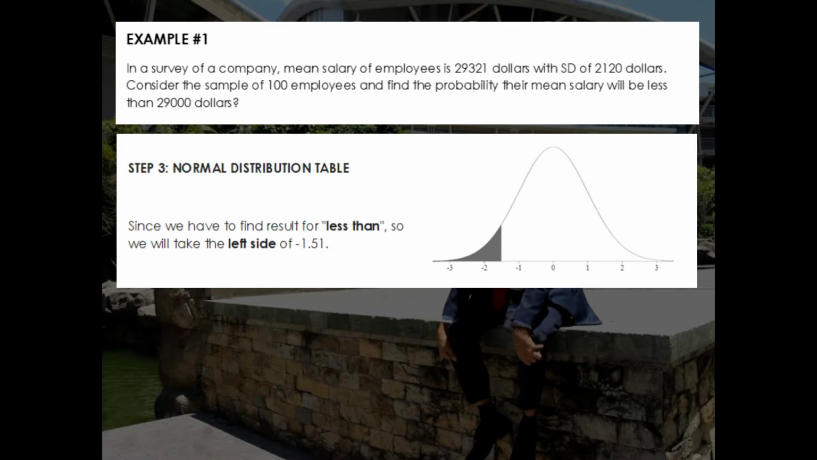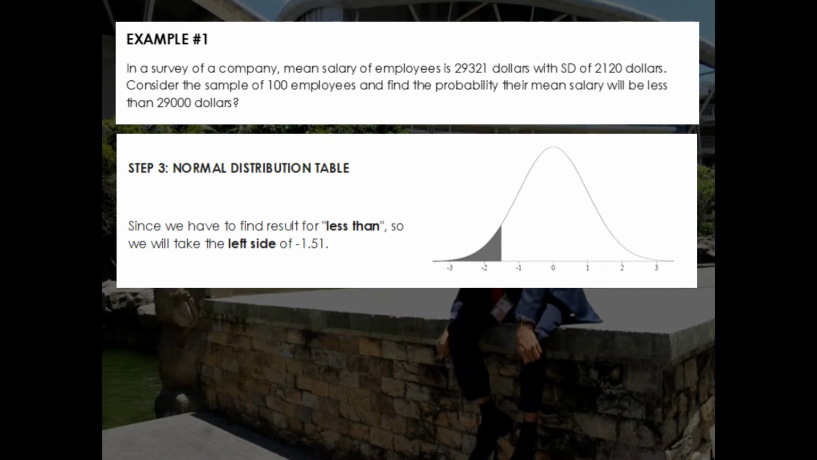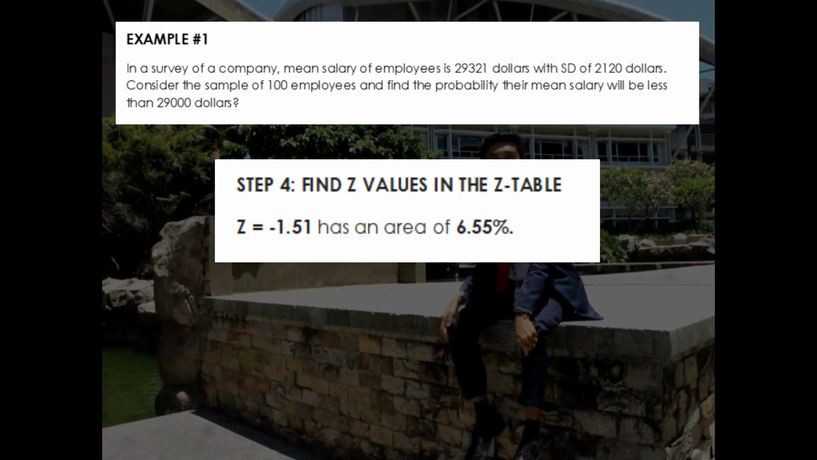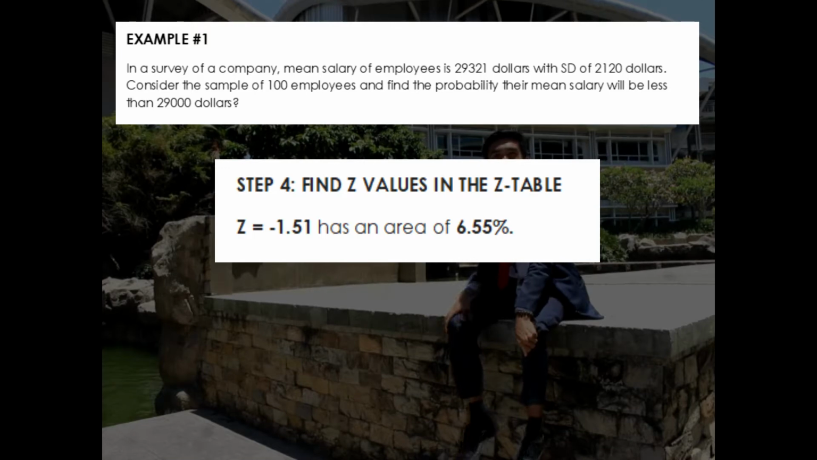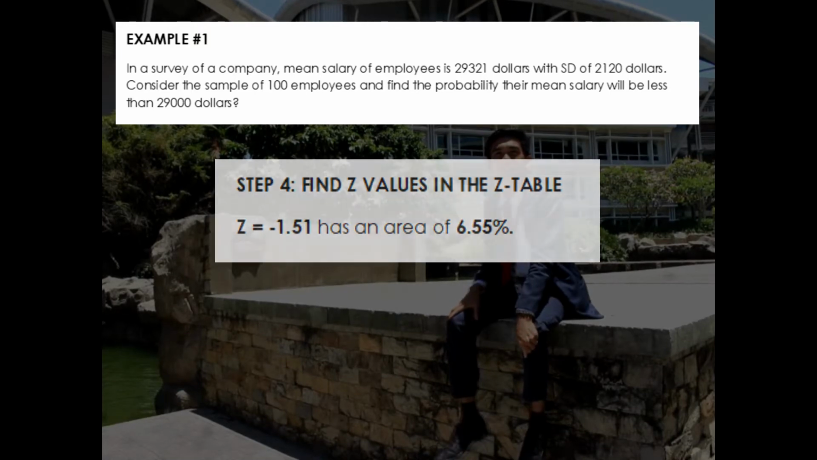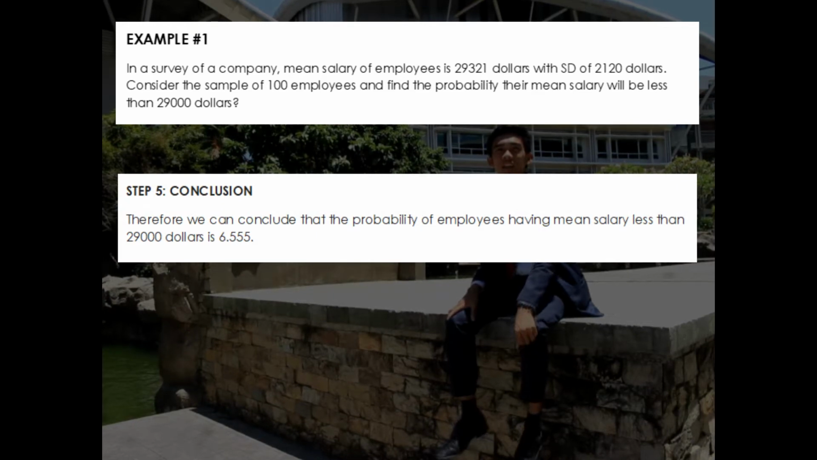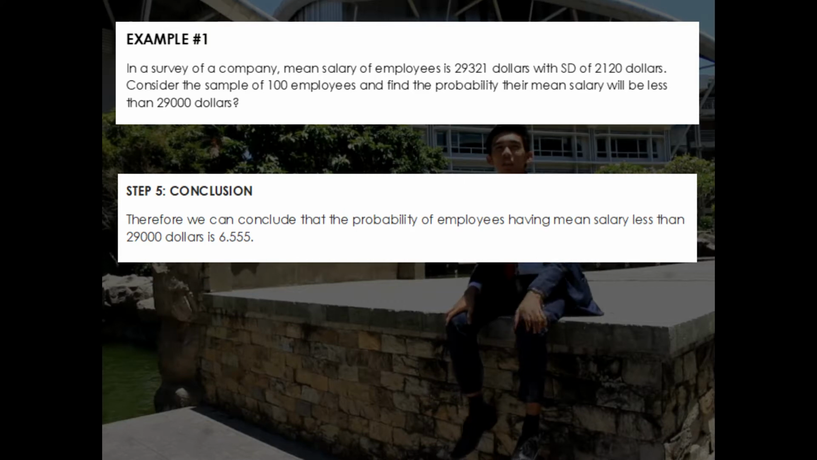Step 3. Normal distribution table. Since we have to find result for less than, so we will take this left side of negative 1.51. Step 4. Find the z values in the z table. Z equals negative 1.51 has an area of 6.55%. Step 5. Conclusion. Therefore, we can conclude that the probability of employees having mean salary less than $29,000 is 6.55%.